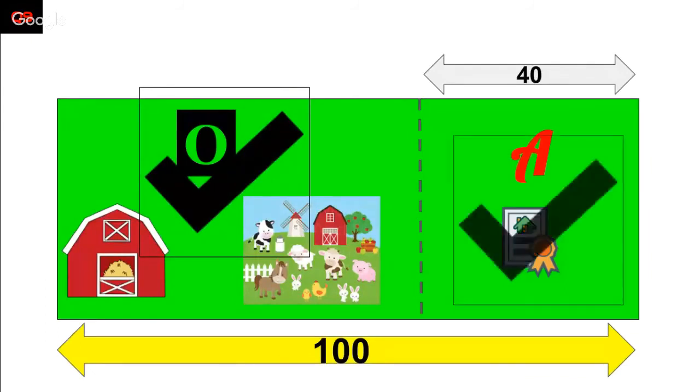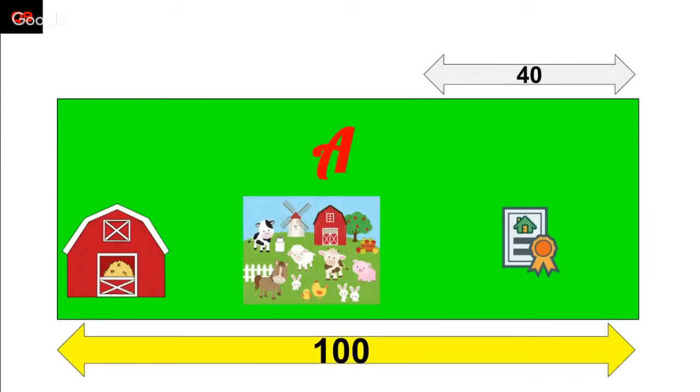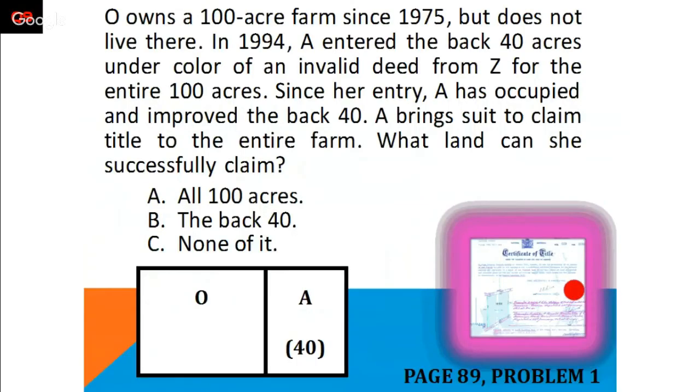A will get the 60 acres and the back 40 acres that she occupies because A is taking it under color of title. So what land can she successfully claim? Well, the whole 100 acres because O's not there.